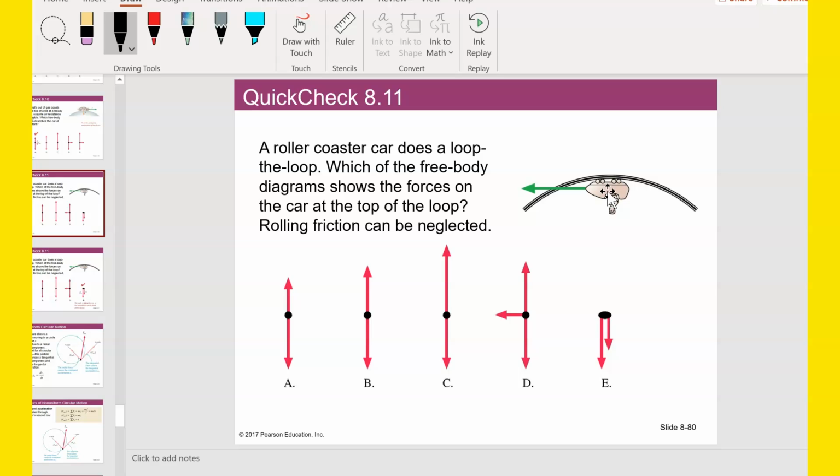Which way do they point? Gravity points toward the center of the earth, so it has to be down. Normal force is always perpendicular to the surface, so it has to point down also. So it has to be E, and they both point down, they both point toward the center of the circle. They're both helping this thing to continue in its circular arc.